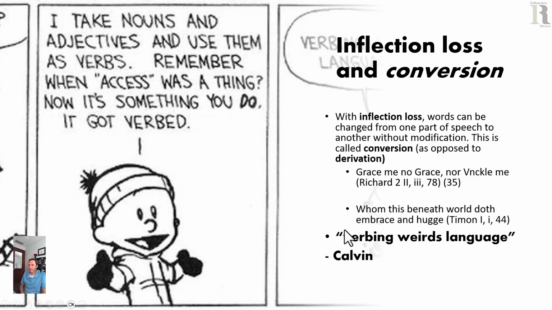I'm just reminded of this classic Calvin and Hobbes cartoon. I take nouns and adjectives and use them as verbs. Remember when access was a thing? Now it's something you do. It got verbed. And Calvin decides that verbing weirds language, demonstrating the very process that he's talking about. But as you now have learned, this is something that has been going on for at least 500 years and is a consequence of inflection loss.